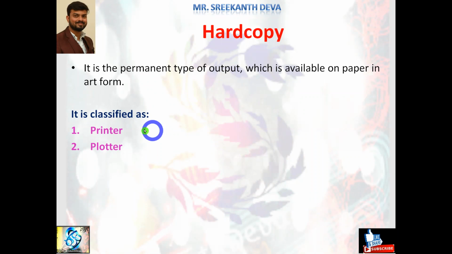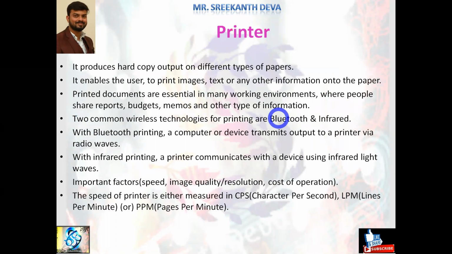Hard copy is classified again into two types. One is called printer, another is called plotter. We'll discuss in detail today what a printer is. All are familiar with the word printer, right? Printers are the hard copy output devices used to print information on paper.